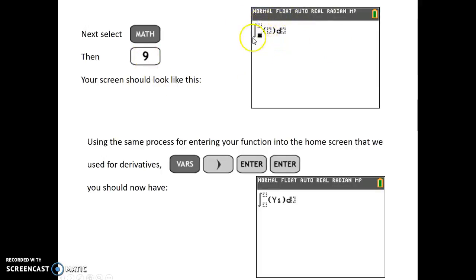It's going to have the little integral sign. It'll have boxes for your lower limit and your upper limit. It'll have parentheses around where you're going to put your function, and then it says with respect to what. It's got an open box after the D for dx. So you're going to use the same process for entering your function into the home screen that we use for derivatives. You'll hit the vars button, the right arrow button, and hit enter twice. And then you should have y1 in those open parentheses. Make sure that you put the little box, the dark box over there inside the parentheses, and then you'll have y1 in that parentheses. So the function that you entered into y1 will be there.